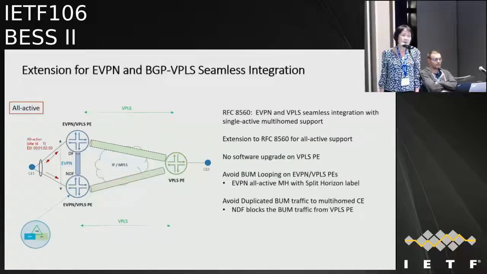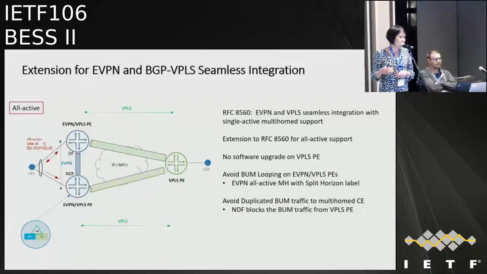The other topic we're going to cover in this talk is all-active support for point-to-multipoint pseudowire. The challenge for that is that traditionally VPLS can only support single-active. There are a couple of challenges. VPLS is not like EVPN. It does not have a label to indicate this is BUM traffic. It does not support split horizon. So that's trouble from the point of view of BUM traffic.